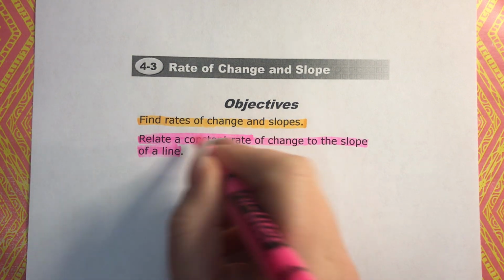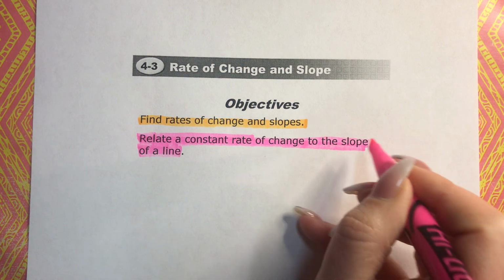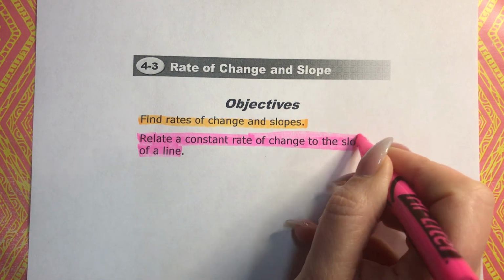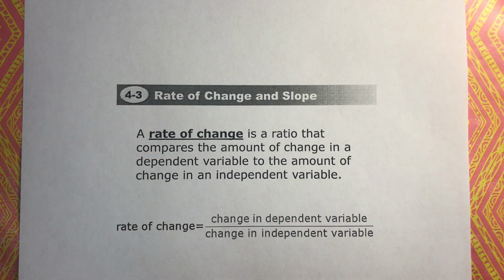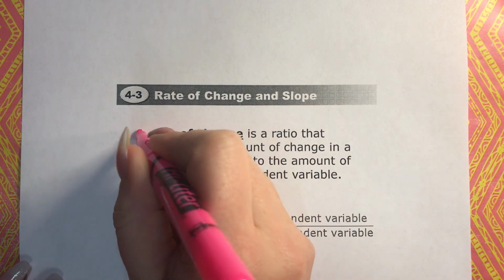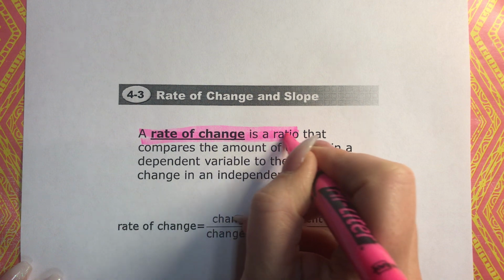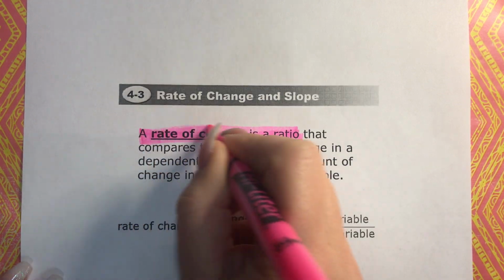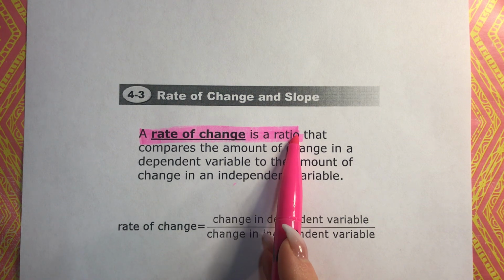So a lot of terminology here, and we will go ahead and decode these words and figure out what they mean. Let's get started. The first one we saw was a rate of change. A rate of change is a ratio, and I like to think about the word ratio as a fraction. So whenever I see the word ratio, I know that I'm going to be dealing with a fraction.